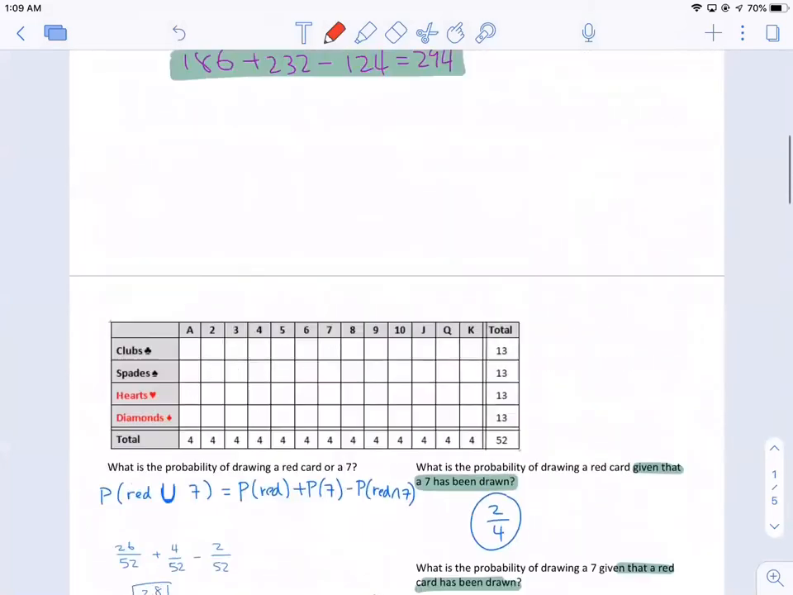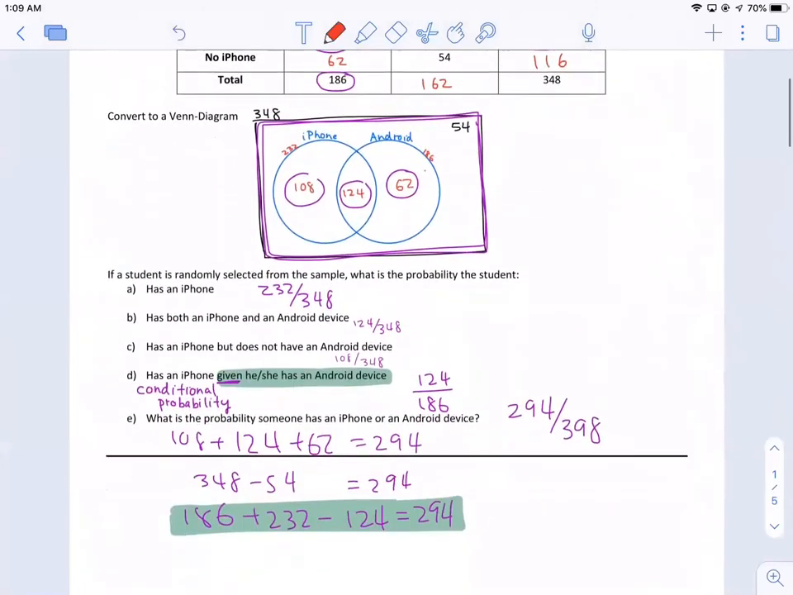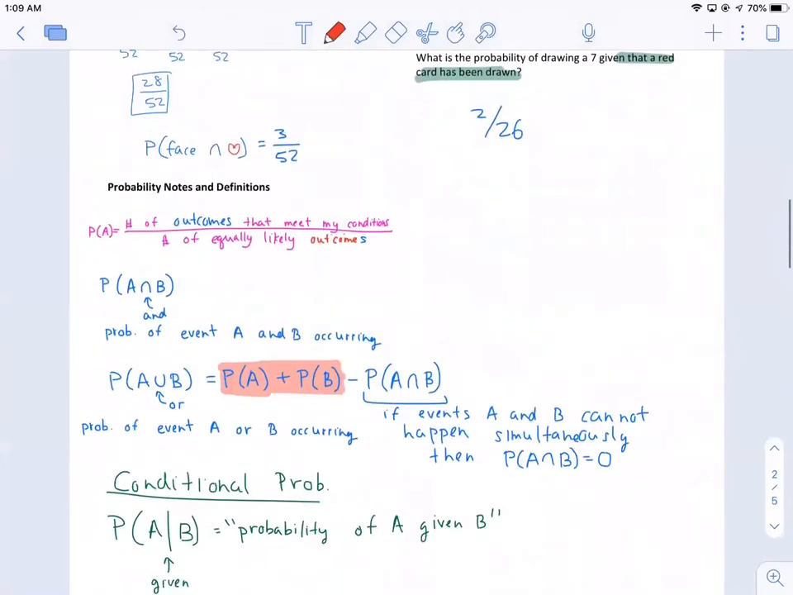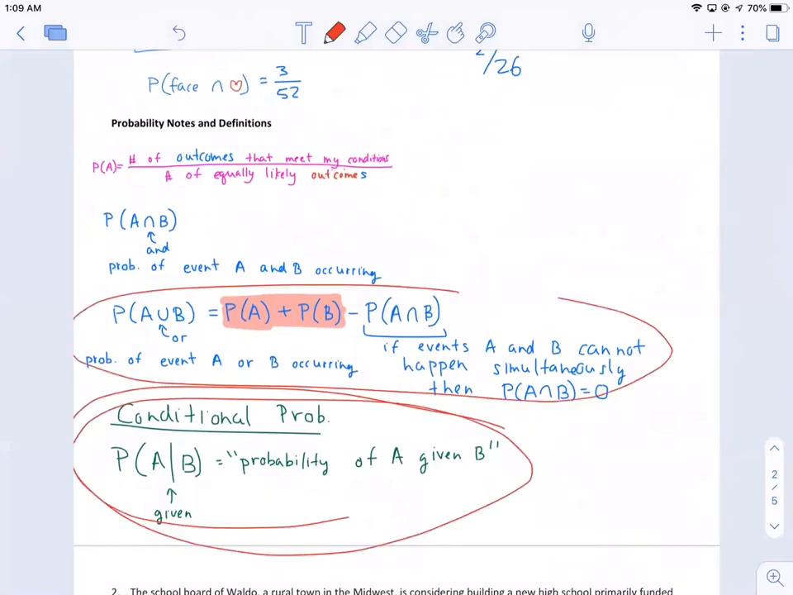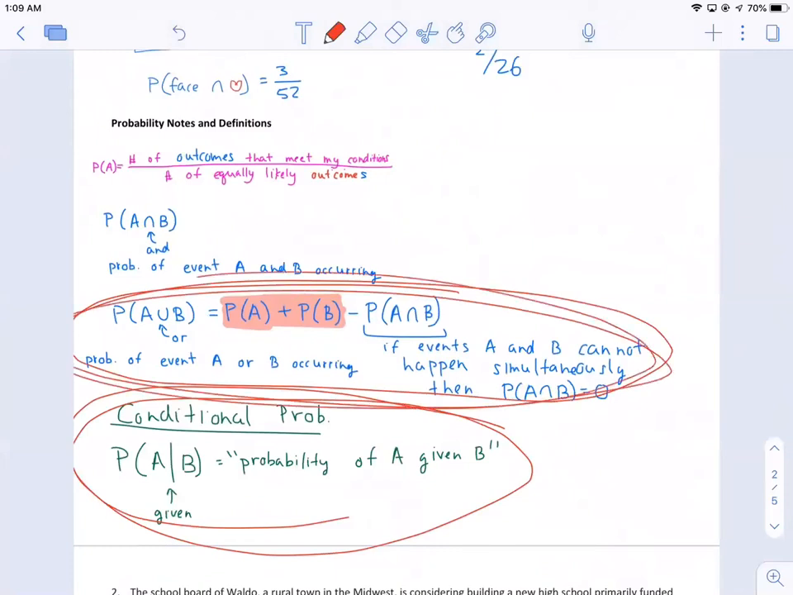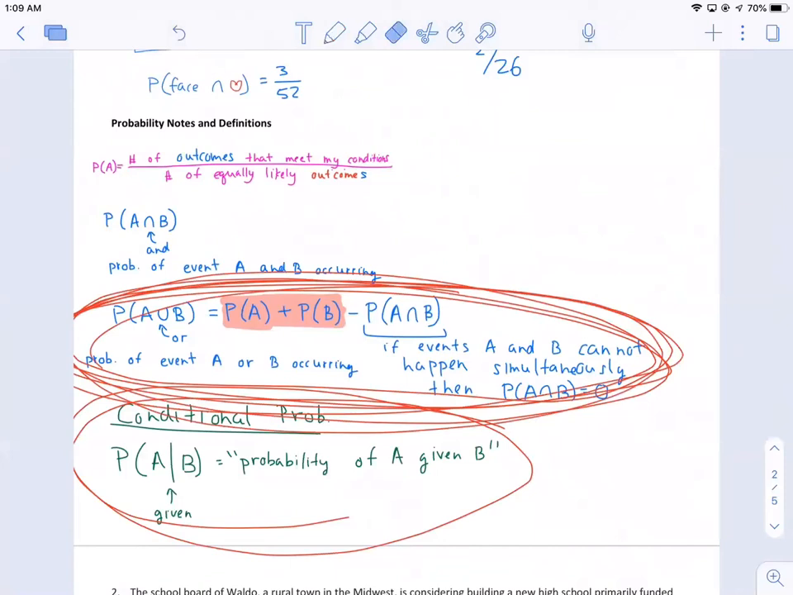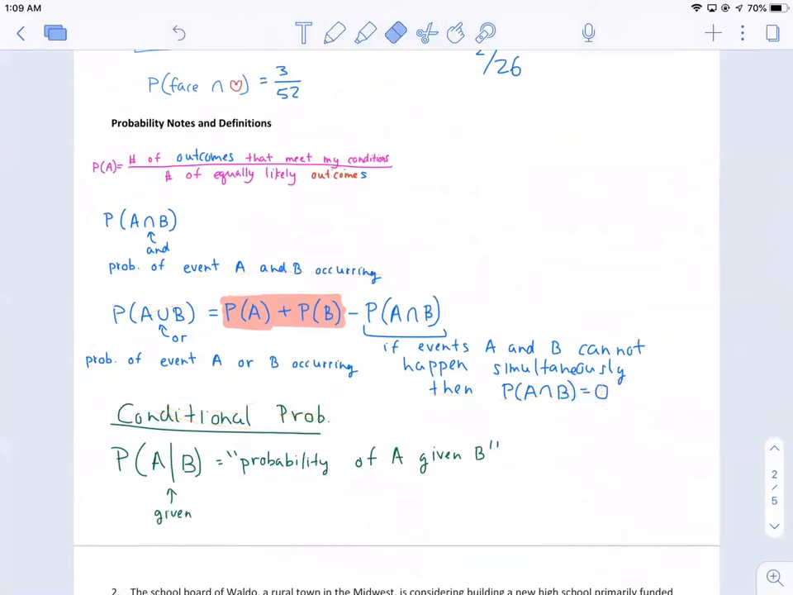So, yeah, that's that. Hopefully nothing too crazy today. The main meat of today was conditional probability, and also we defined a formula for finding the probability of A or B. Okay, so that's going to be it, guys.